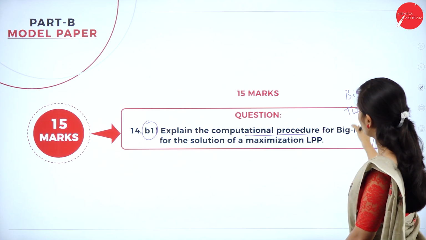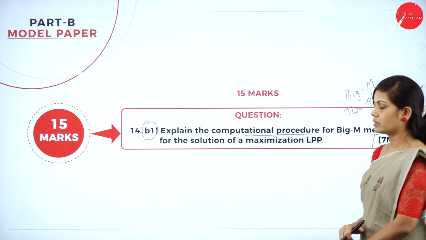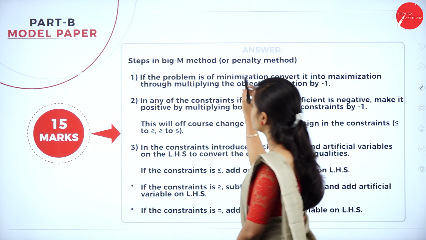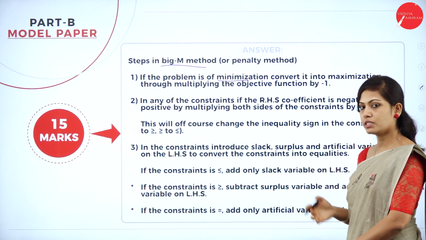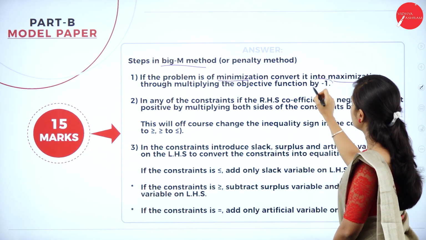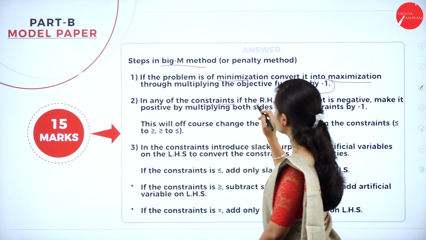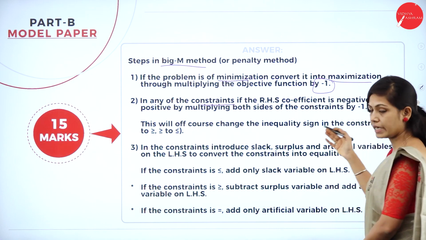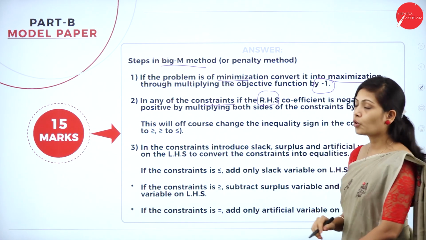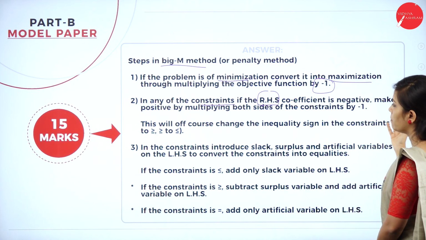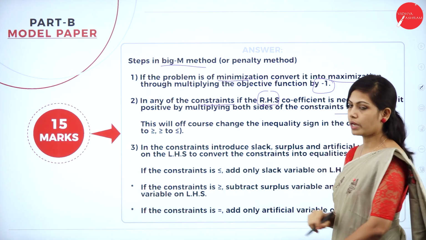You can expect any one of these computational procedures for 7 marks or 8 marks. So how to explain this? You have to explain the steps. If the problem is of minimization, convert this into maximization by multiplying by -1 for the objective function. If the RHS coefficient of any constraint is negative, I have already explained these steps. If the RHS coefficient is negative, make it positive by multiplying both sides of the constraint by -1.